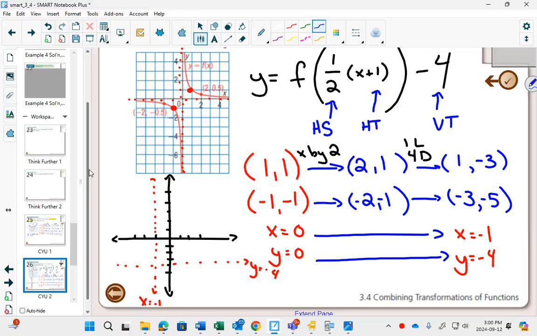I should have a point at 1, -3. And I should have a point at -3, -5. And with the asymptotes there, we now have enough information to draw our graph.